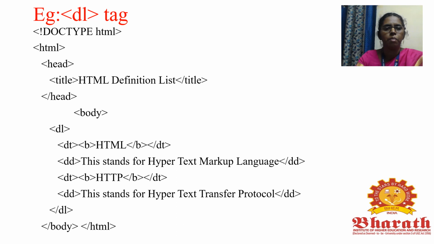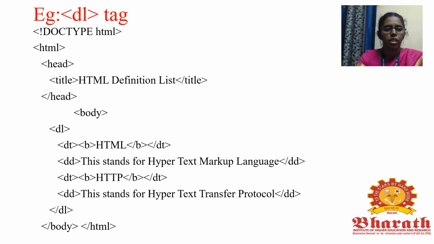So this is the best example of the definition list. Here we are writing one HTML program. Within the title we have given HTML definition list, because this example specifies the HTML definition list. Within the body part we have mentioned the definition list, that is DL. Within the closing tag DL we have to mention all the definition terms as well as the definitions.